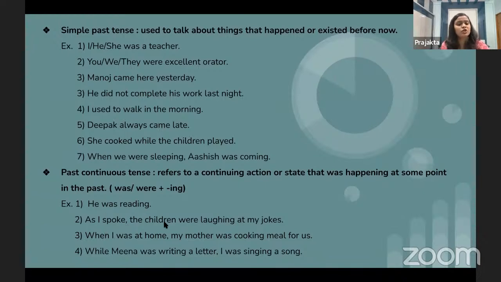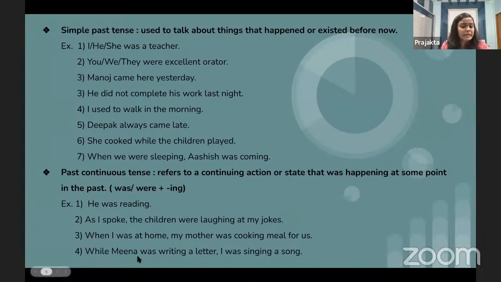As I spoke, the children were laughing at my jokes. जैसे मैंने कहा, the children were laughing at my jokes. बच्चों ने मेरे jokes पे हंसना शुरू कर दिया. वो हंस रहे थे. When I was at home, my mother was cooking a meal for us. जब मैं घर पे थी, तब मेरी माँ हमारे लिए खाना बना रही थी.